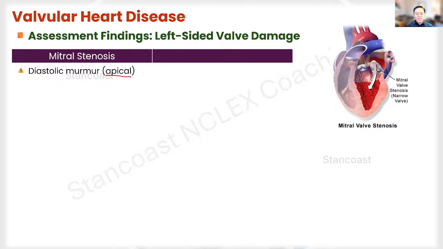Now, the person here will end up with shortness of breath. And of course, this is associated with exertion as well. And the reason for that is because of the decreased cardiac output, okay?